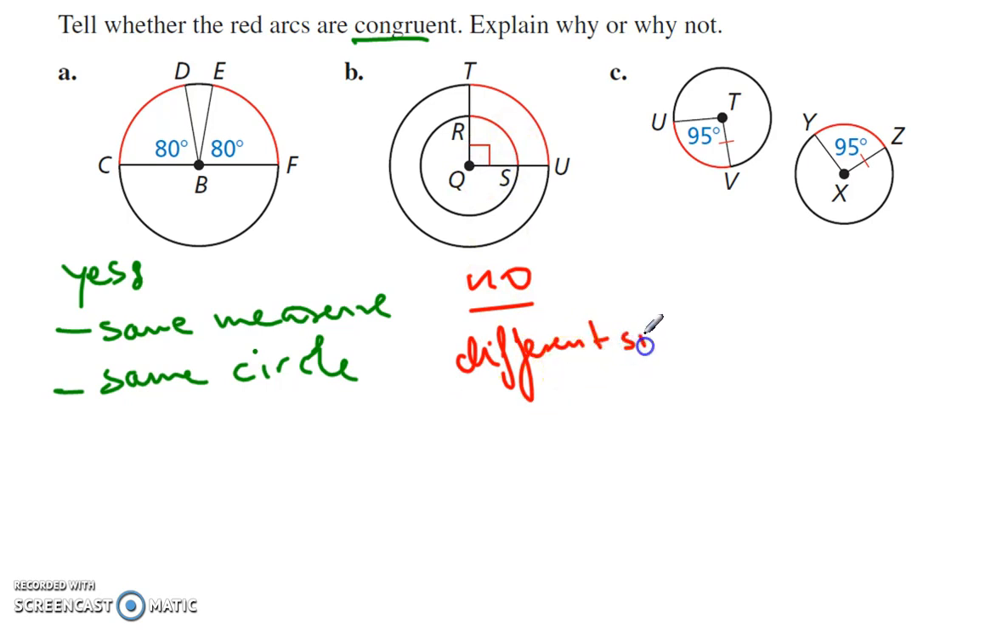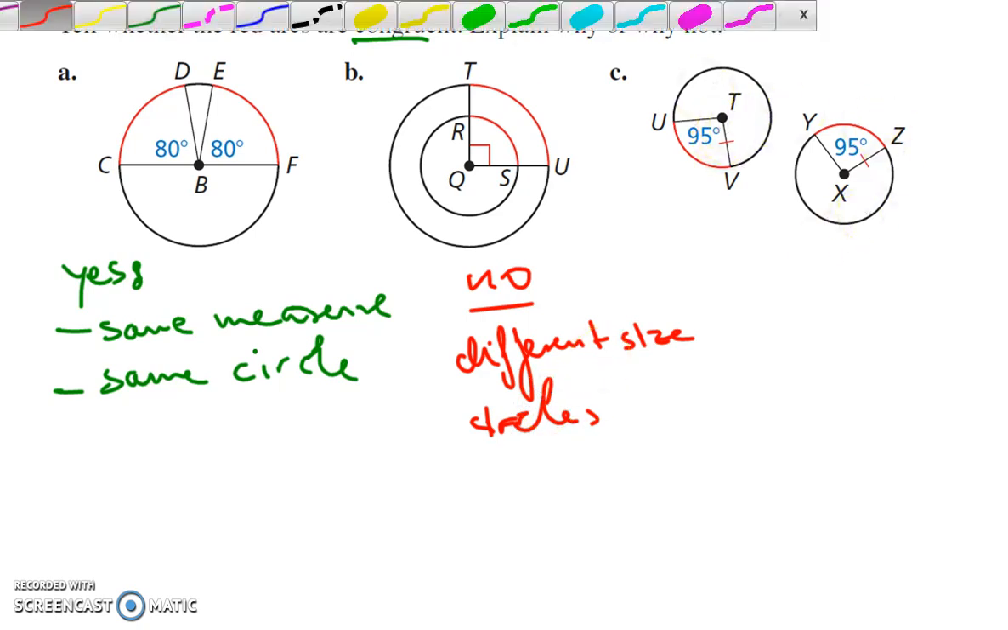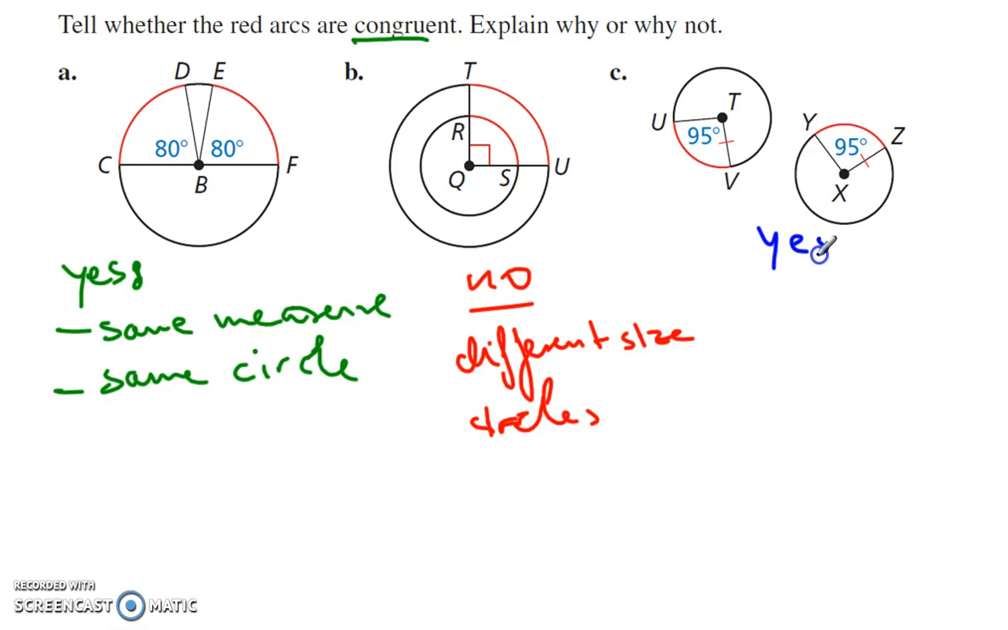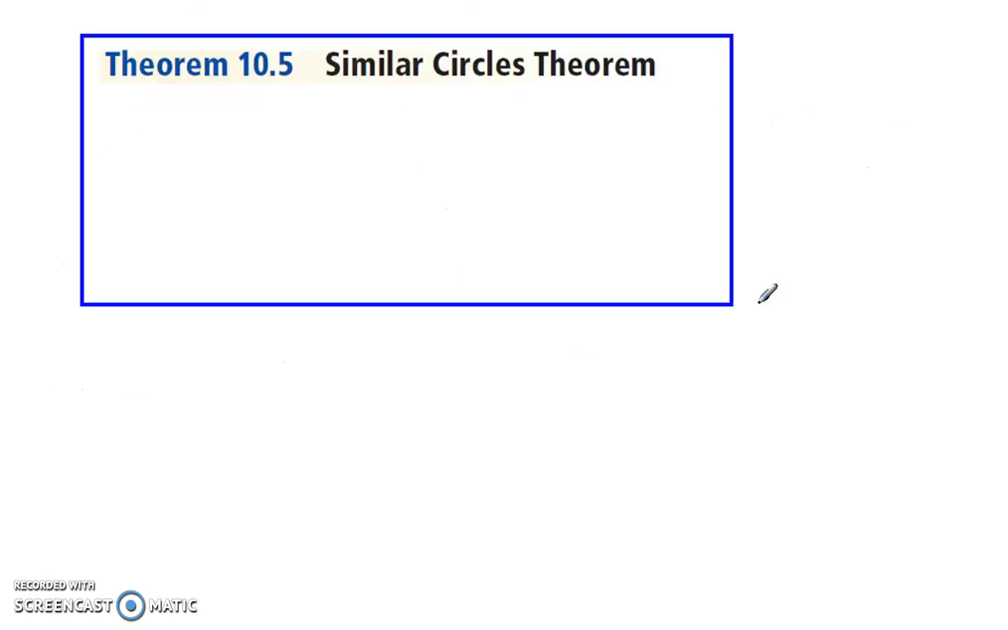Different size. I'll specify that it's a different size because these two are also different circles, but they are still congruent. Different size circles. That's pretty sloppy there. Okay, and then here the answer is yes, because same measure, and since we know that this radius and this radius are congruent, we know that these two circles are congruent. So congruent circles. So you need two reasons to justify.